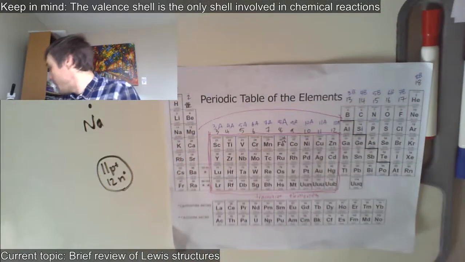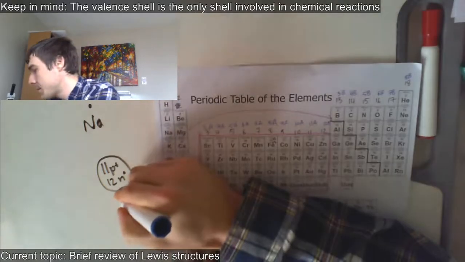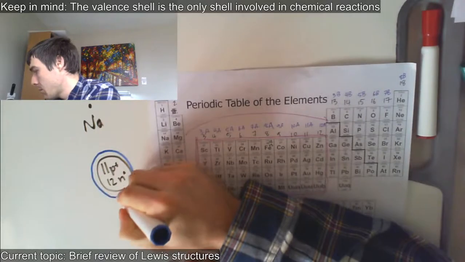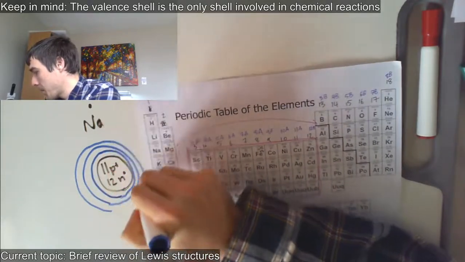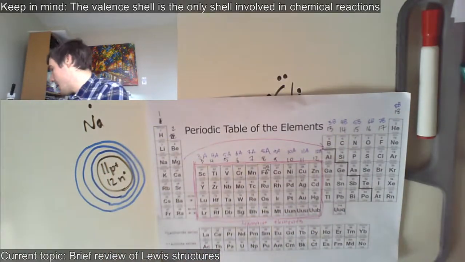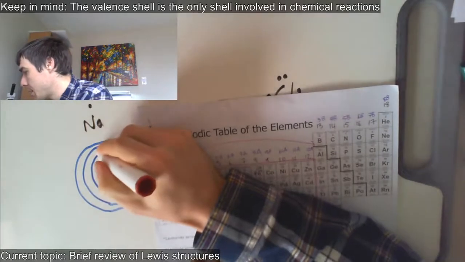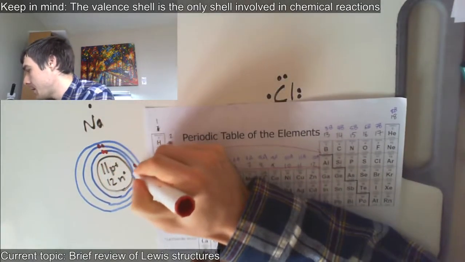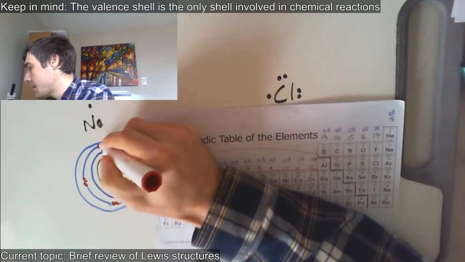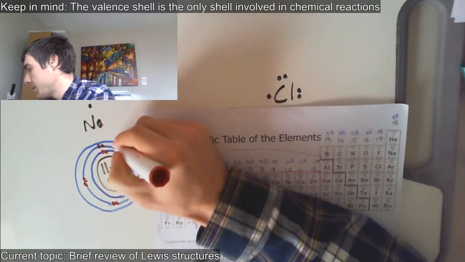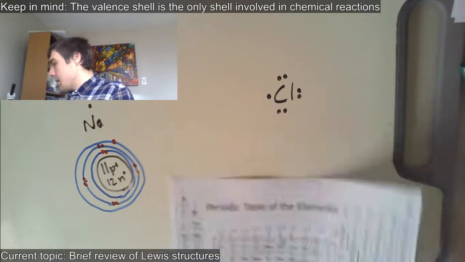Being in the third row means that there are 3 electron shells. So we're going to draw our 3 electron shells. 1, 2, 3. First shell has 2 electrons. Second shell has a full 8 electrons. The third shell has just that 1 electron. I'll put it up here. We'll put it there. Okay, chlorine's going to look similar.